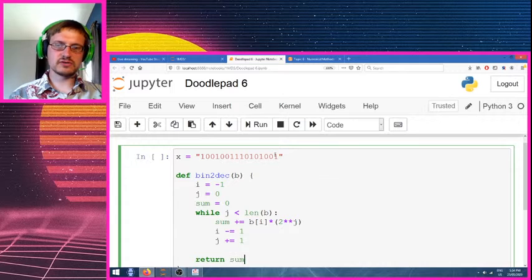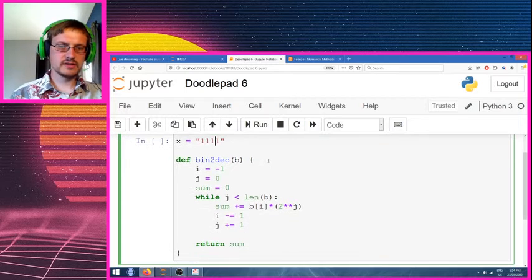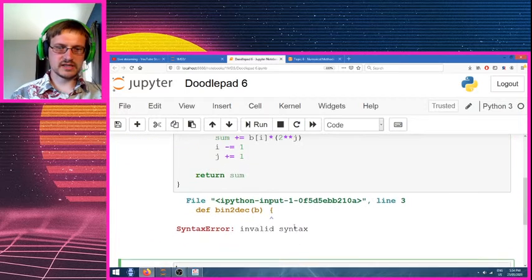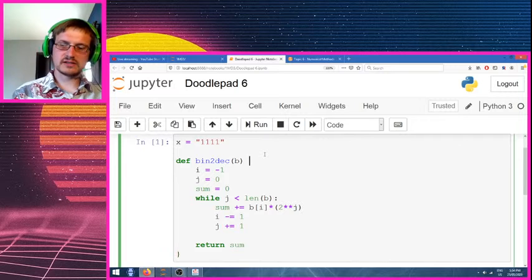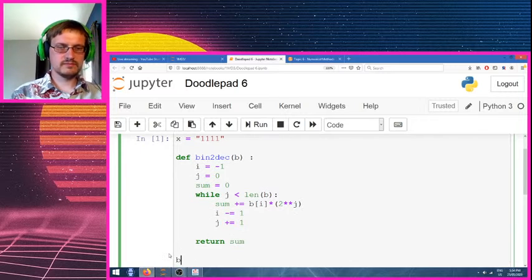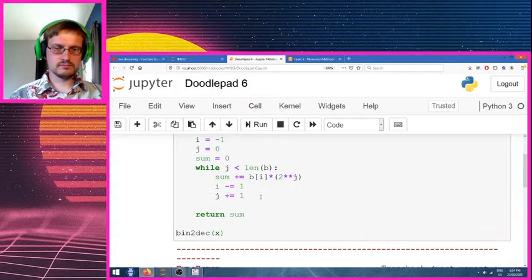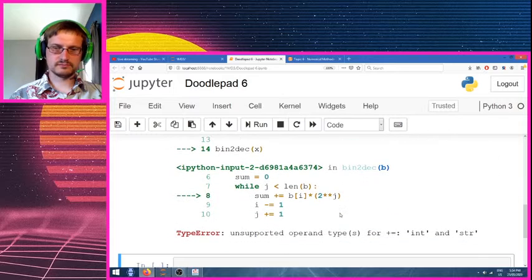So let's just do some easy ones to see if we get our algorithm correct. Yep, syntax error. That's a not Python thing to do. Type error.